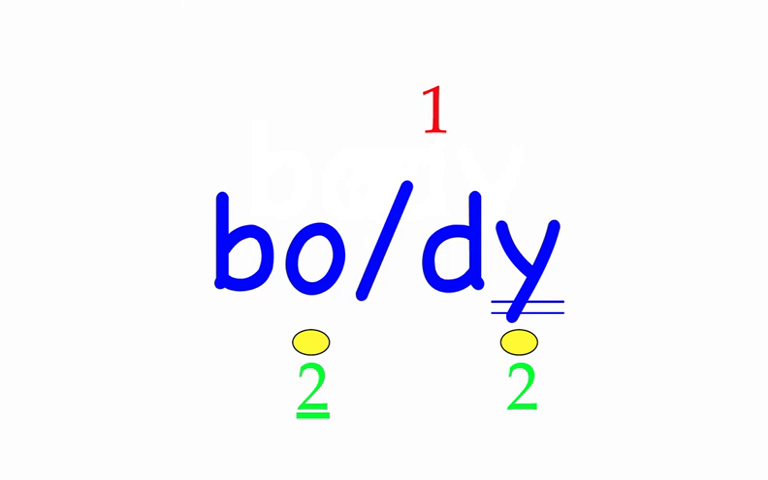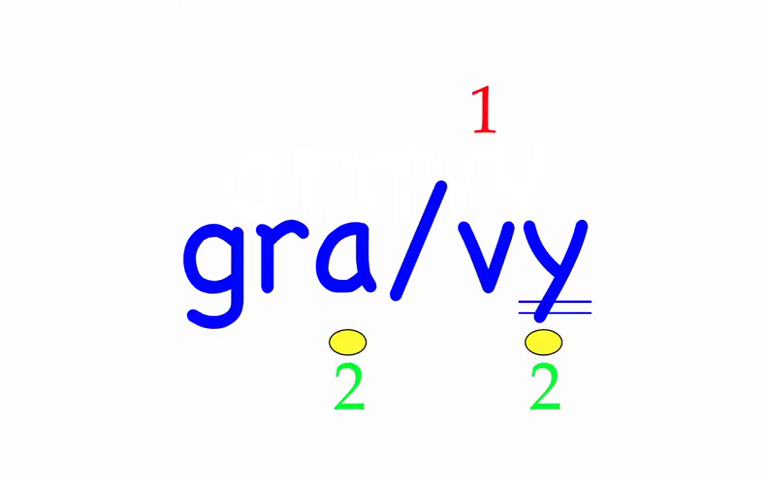Gravy. Pour some gravy on the potatoes. Gravy. Gray. Three sounds. G, R, A. Vee, two sounds. V, E. Gravy. Mark the word. Dry. Keep your powder dry. Dry. Three sounds. D, R, I. Dry. Mark the word.